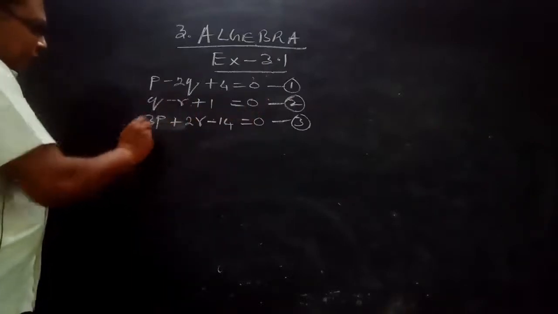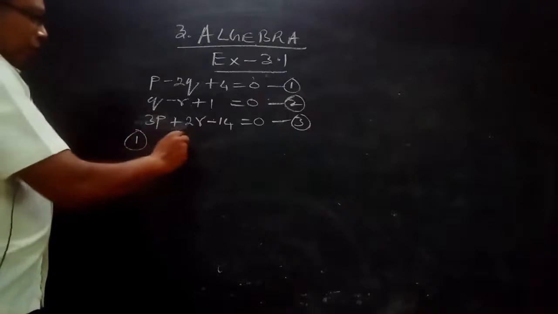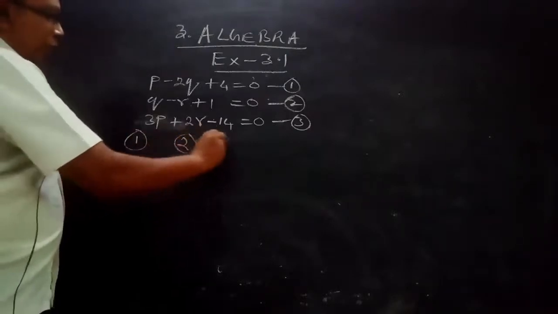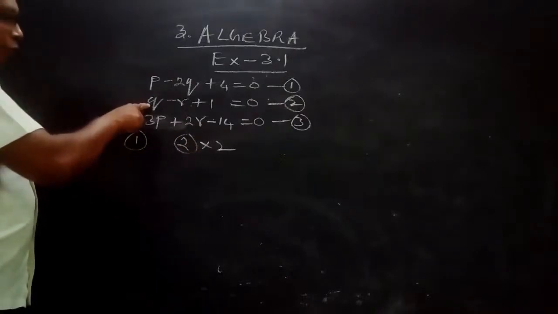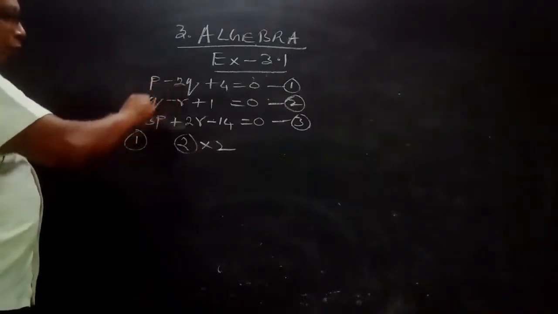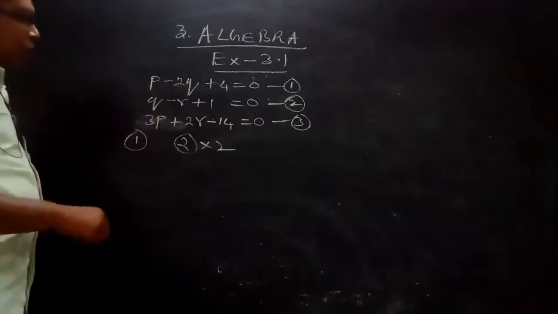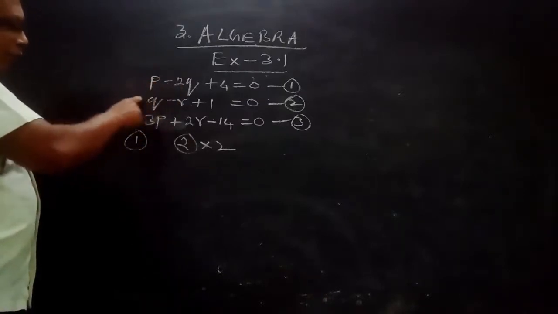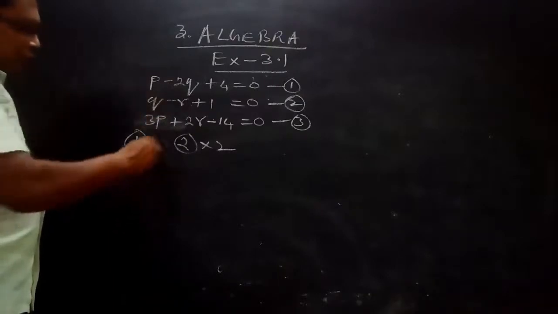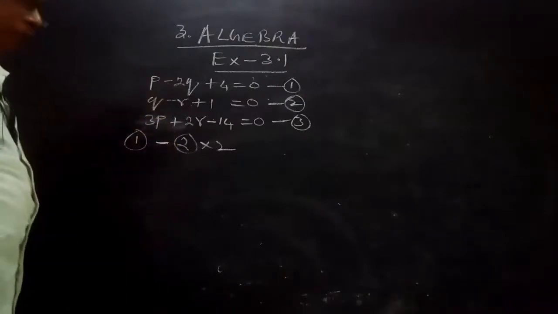Therefore, the first equation I write the same. Next, the second equation multiply by 2, the 2 into q is 2q. Therefore, here is also 2q. Both are like terms. Next, you compare the sign. Here is a minus sign, here is a plus sign. Different sign means we subtract the value.